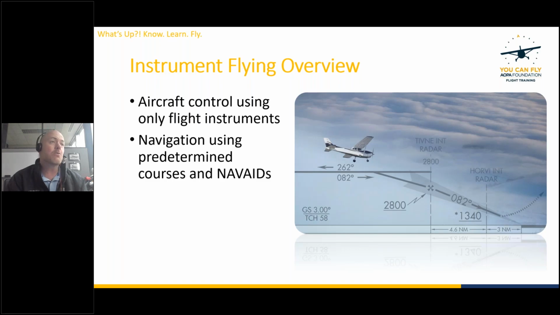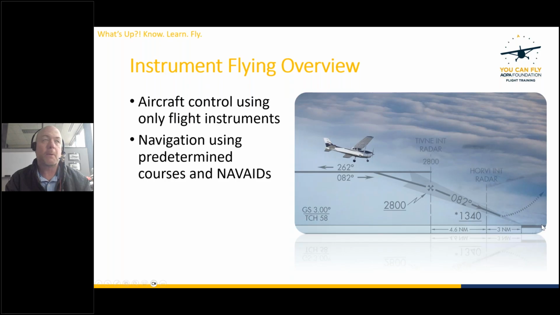And the other part is we're navigating using predetermined courses or navigation aids, or nav aids. And that's where we're using GPS. VOR is our backup system. I guess in really rare instances, maybe there's still some NDBs out there, but I think a lot of those have been decommissioned. But it's basically just using that electronic navigation that we have available to us.